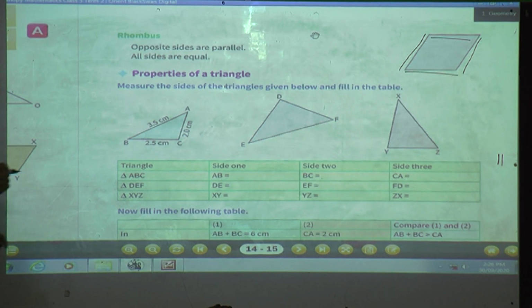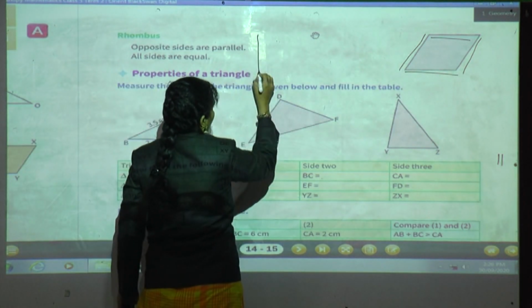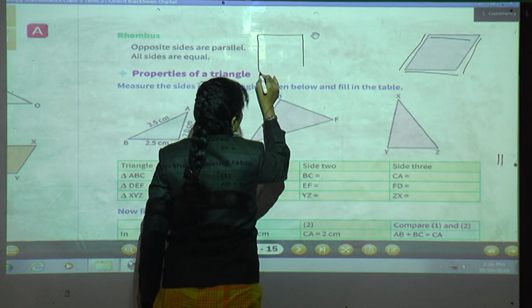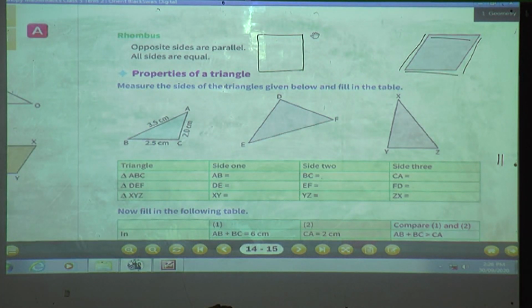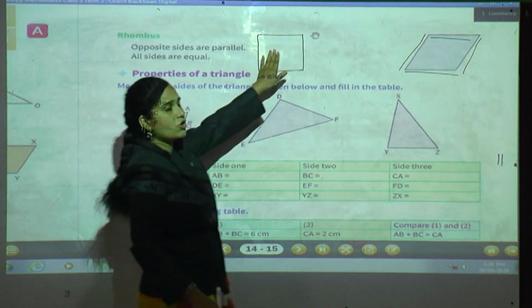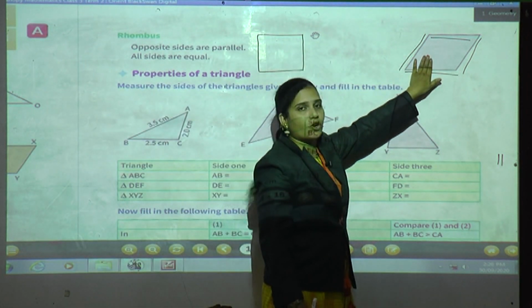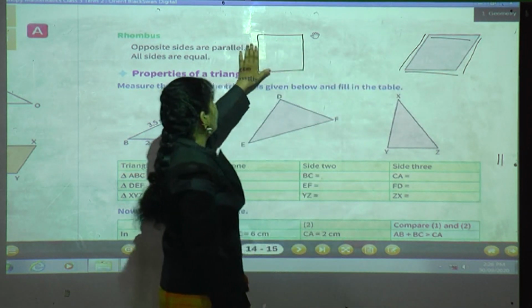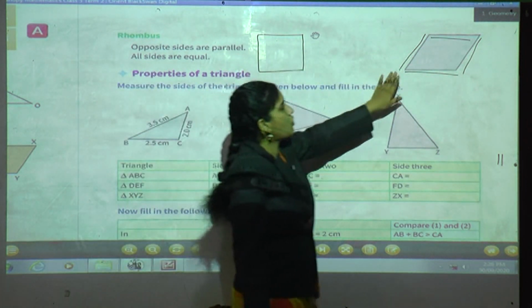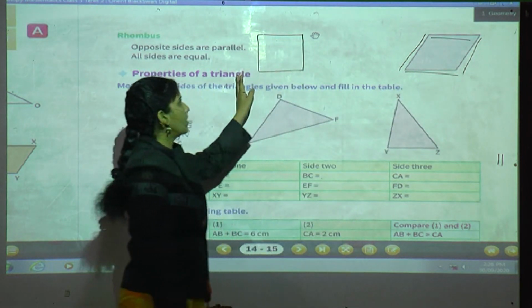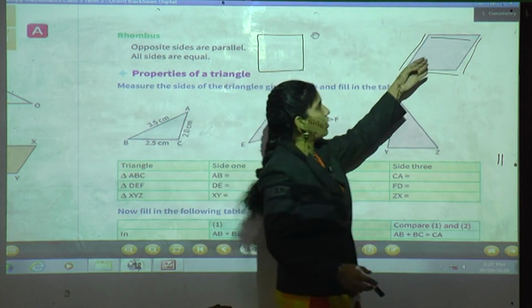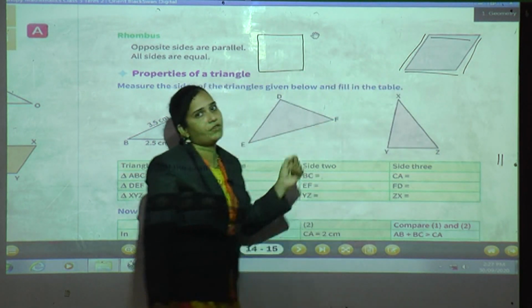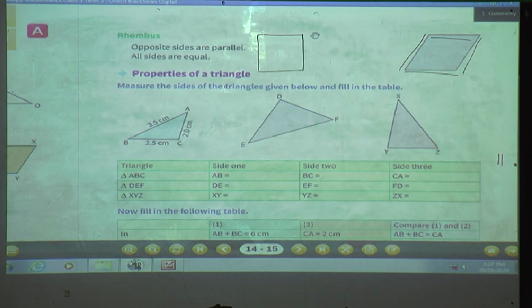So, will you tell me what is the difference between square and rhombus? Yes, students? This is a square and this is a rhombus. Here also all sides are equal, even in the rhombus all sides are equal. Here opposite sides are parallel, here also opposite sides are parallel. But in square all angles are right angles, and in the rhombus all angles are not right angles. So this is the difference between square and rhombus.